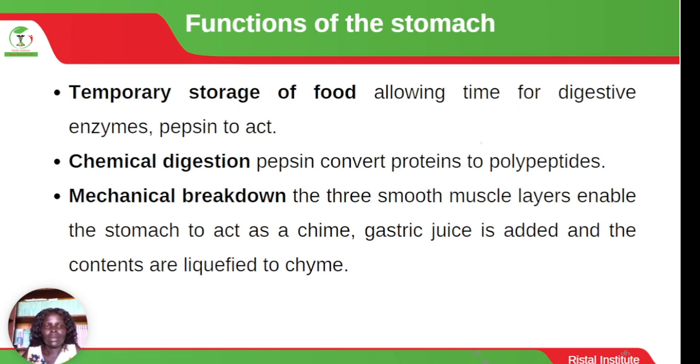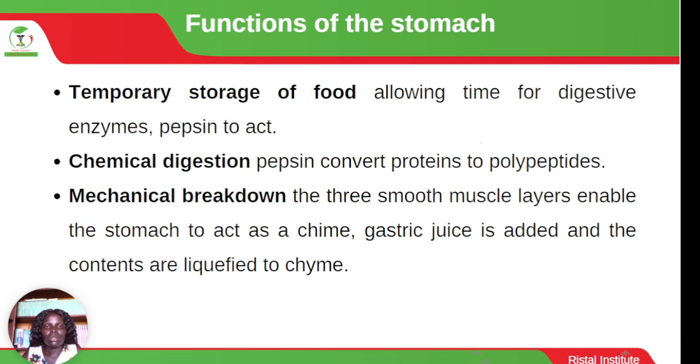Functions of the stomach. One is temporary storage of food, allowing time for the digestive enzyme, pepsin, to act. So the digestive enzyme that is found there is the pepsin, and when food is swallowed and reaches the stomach, it is kept there temporarily for this pepsin to act, and it mainly acts on proteins. So chemical digestion: pepsin converts proteins to polypeptides.